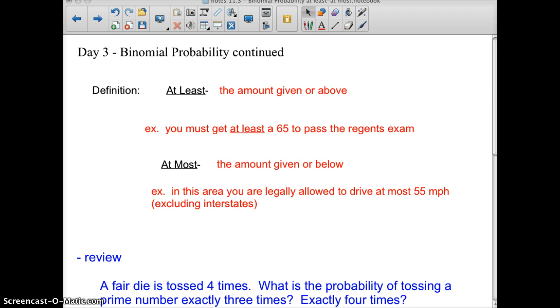At least is the amount given or above. Like you must get at least a 65 to pass the Regents exam. All right, so what would be a success there? 65, I guess, right? Or an 80 or a 95 or 100.